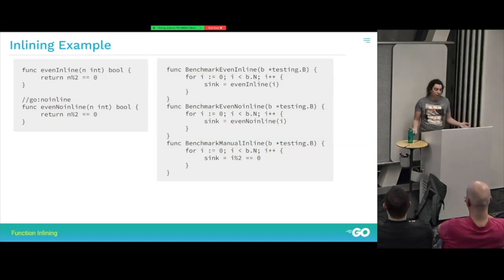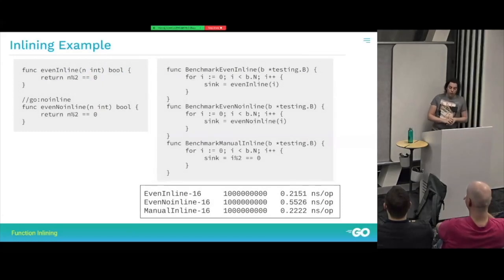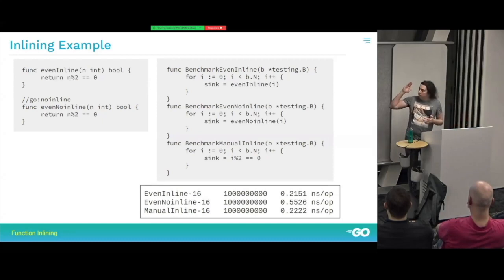And when we take a look at the benchmarking results, you can see that the even no inline is way slower, and the even inline and manual inline are just very comparable. Basically, this is not that the manual inline would be slower. This is just imprecision of the measurement. So you can clearly see that calling the function, setting the parameters, executing the call instruction itself has some cost.